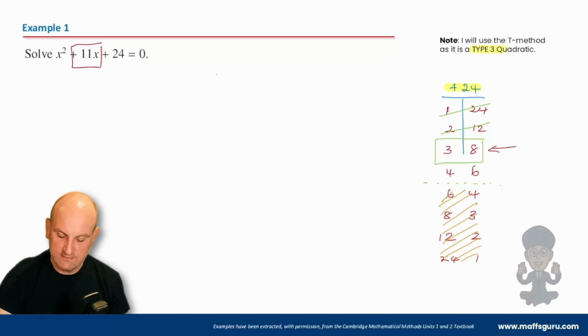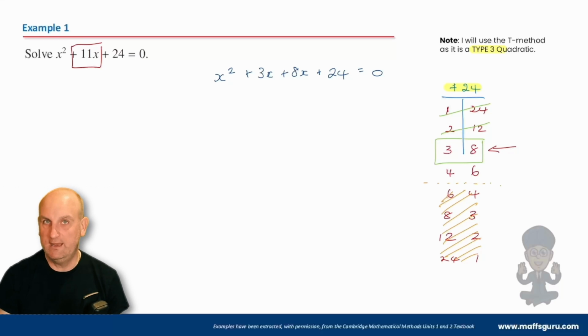Right. So what I'm now going to do is change my pen color because I can. The first term stays the same, so x squared stays as it is. But I've now realized I can split 11x into 3x plus 8x. That's what I'm going to do now. So I'm going to say plus 3x plus 8x plus 24 equals 0.